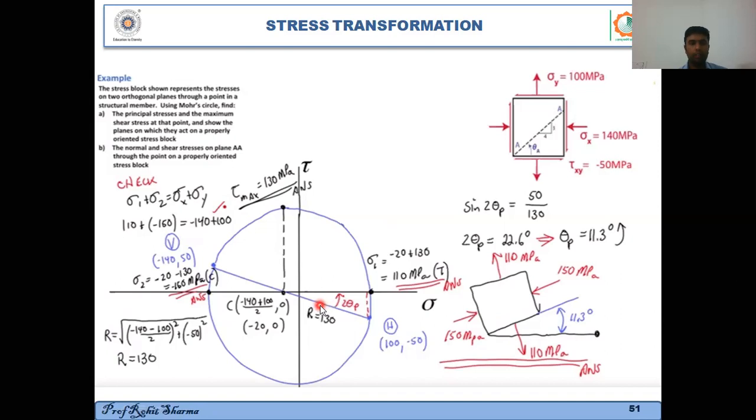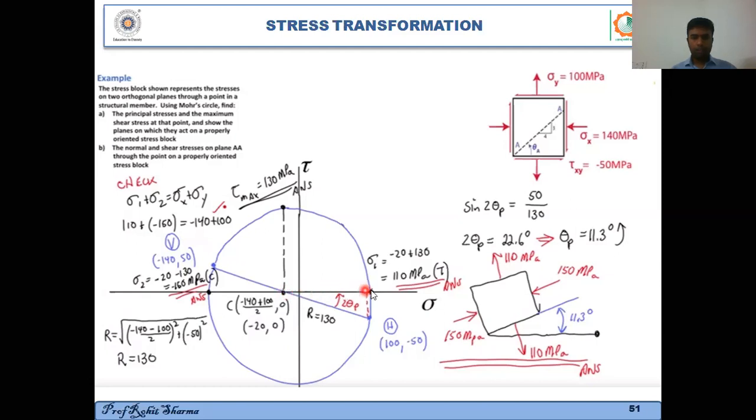Next, what you have to do is find out the value of sigma 1 and sigma 2, right? You can very easily find out the values of sigma 1 and sigma 2. So this is the center. Now what is this distance? This distance is nothing but minus 20, right? Because the coordinates of this point are minus 20, 0. This is the origin. So this distance is nothing but minus 20.